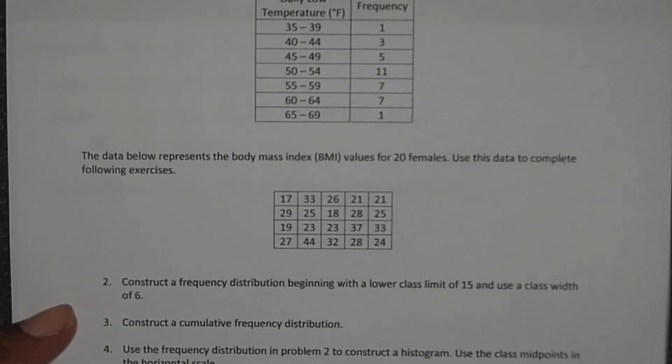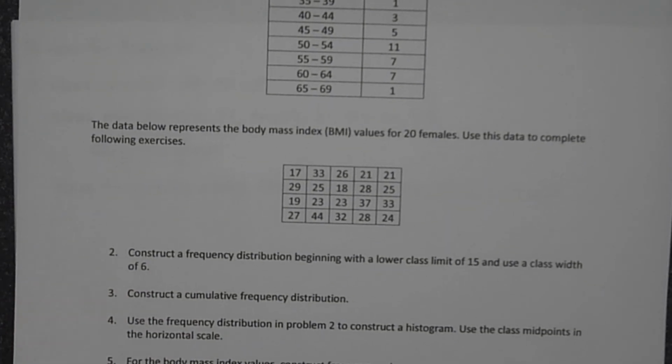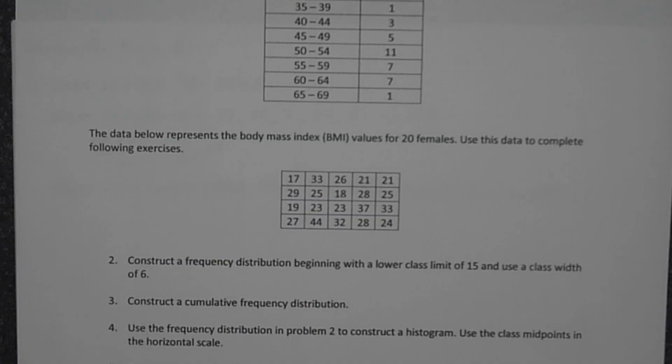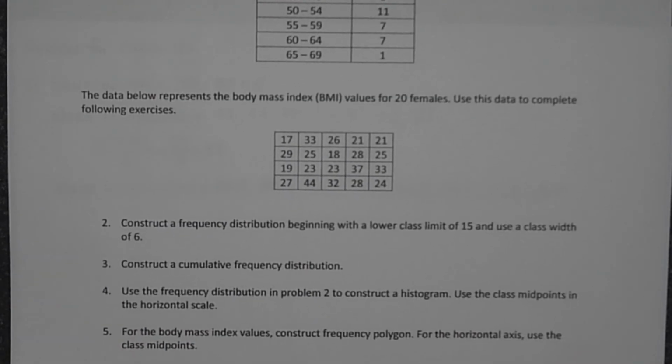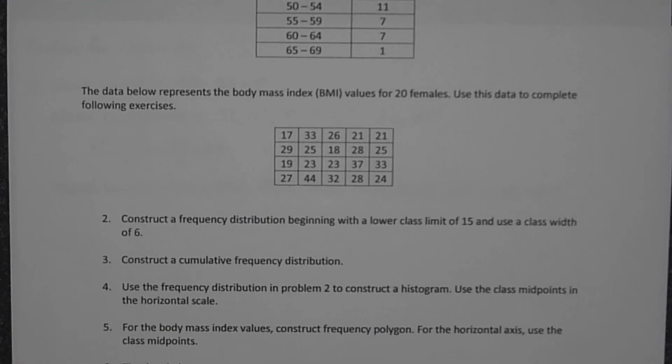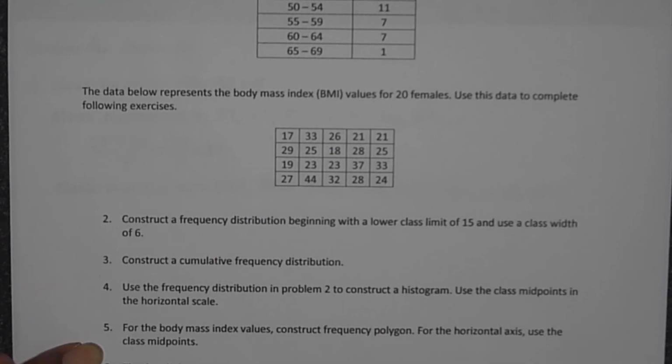Okay. Now, here we got data that represents the body mass index values for 20 females. Here we're going to use this data to complete problems 2, 3, 4, and 5. And in this case here, we'll start with problem number 2. Construct a frequency distribution beginning with a lower class limit of 15 and a class width of 6.